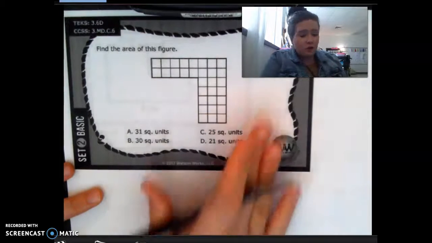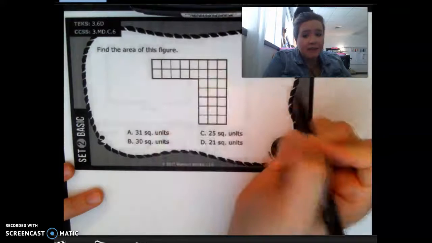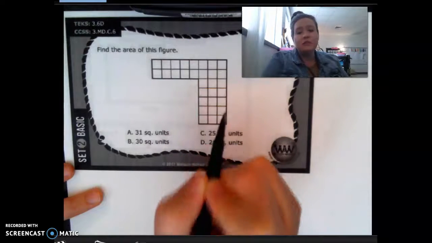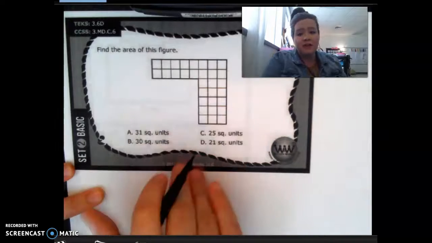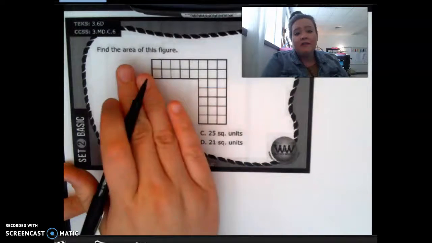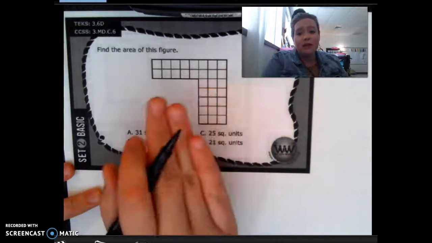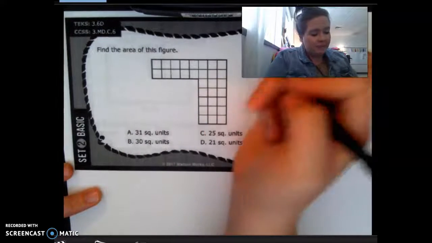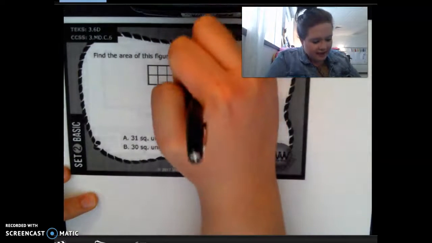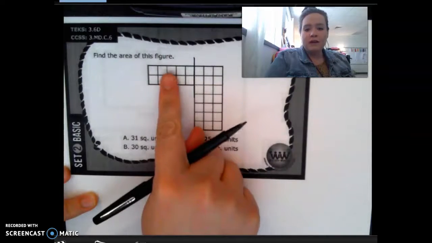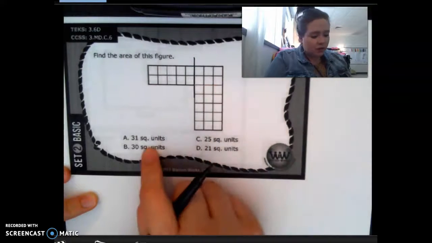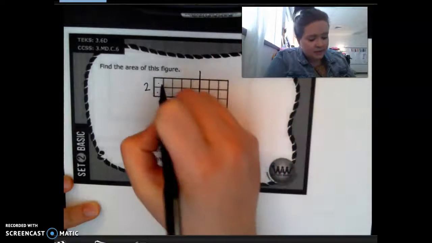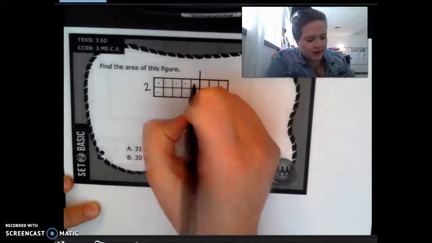If you saw this and you just wanted to sit here and count them, that is perfectly acceptable too. But I'm showing you this because it's really important that we know how to decompose this figure so we can find the area of each rectangle and then combine those areas together to get the total area of the whole figure, okay? So here I'm going to break it up like this. So here's one figure and here's the other, all right? And this is 2 times 1, 2, 3, 4, 5.